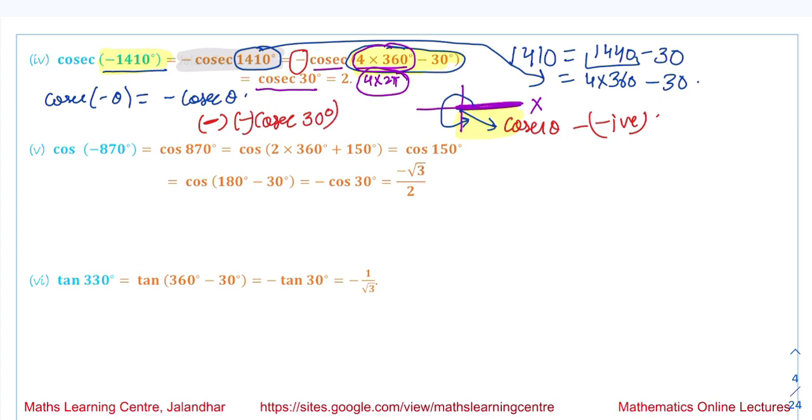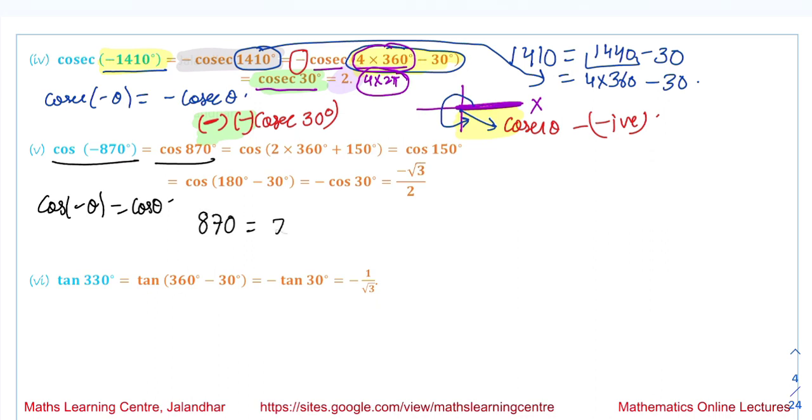Now minus of minus means it becomes plus, so we get cosecant of 30 degree, and the answer comes out to be 2. Now the next question we have is cos of minus 870 degrees. So we know that cos of minus theta is equal to cos theta. So this value becomes equal to cos of 870 degrees. Now look at this value 870.